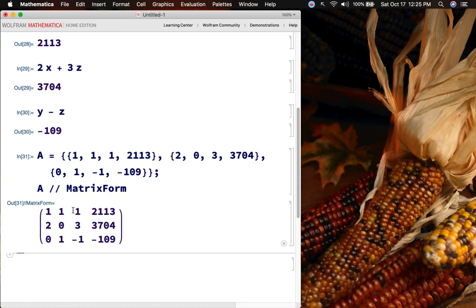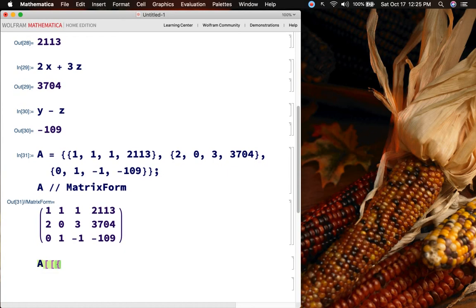Okay, so what I have to do now is simplify the matrix. And by the way, the order of the equations really doesn't make a difference. I could switch the first and third equations, and I would still get the same solution. So how would I do that? I want to switch the first and third equations. How would I do that?